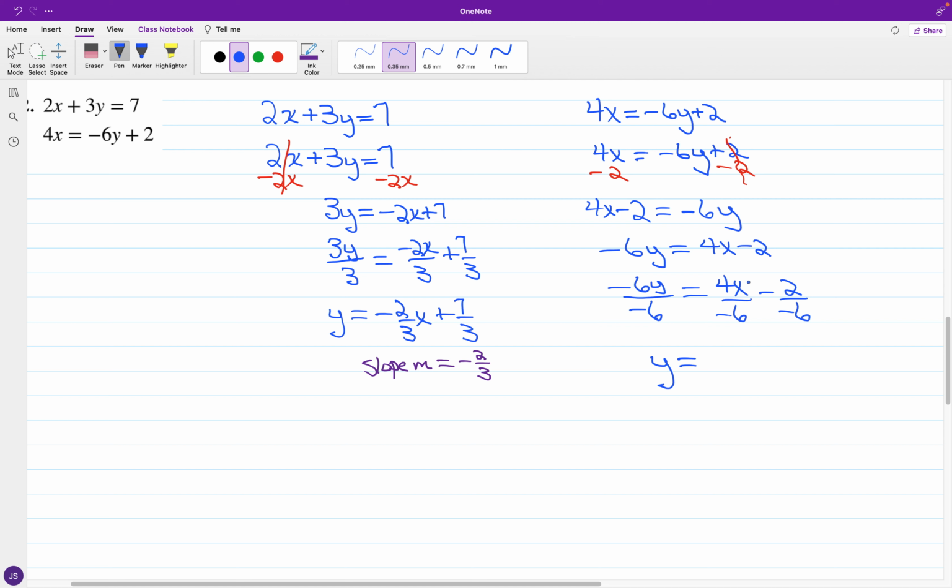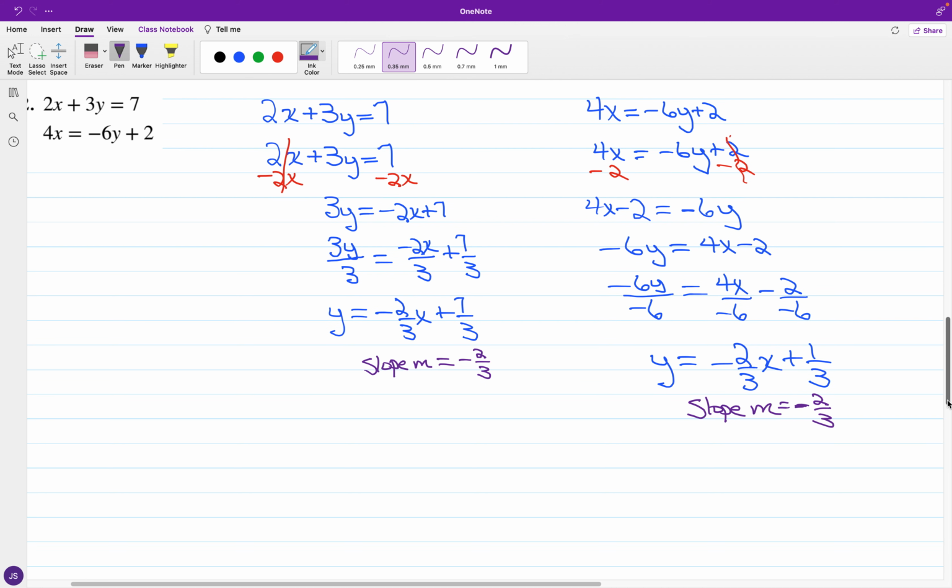Now 4 over negative 6 will be negative 4/6. And this will be reducible, where we have negative 2/3 of x. And negative 2 over negative 6 will be a positive 1/3. And we have the slope also end up at negative 2/3.